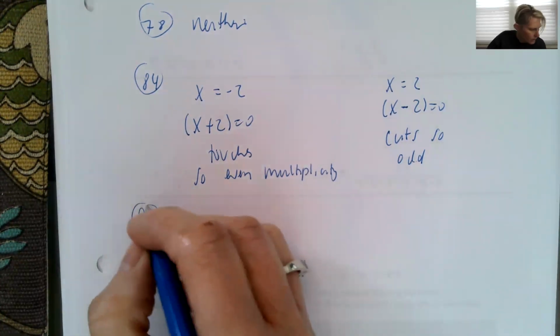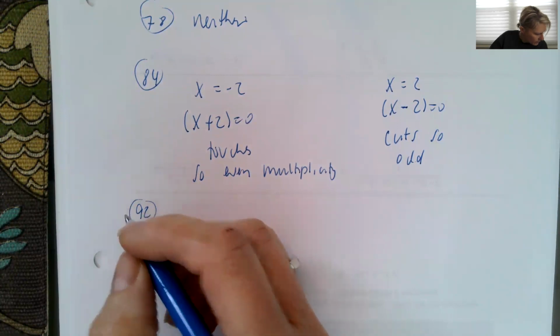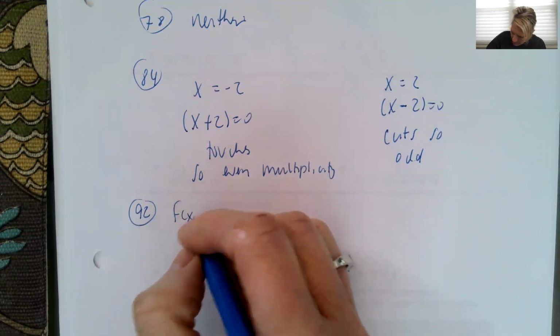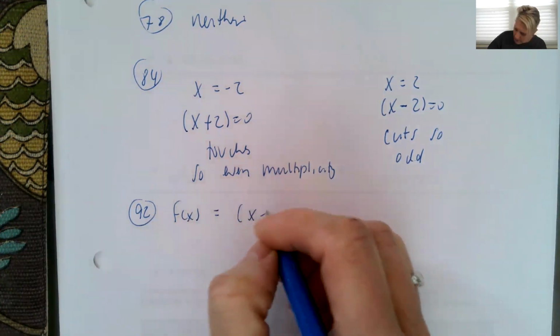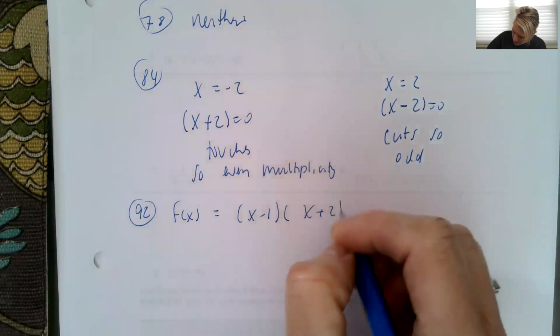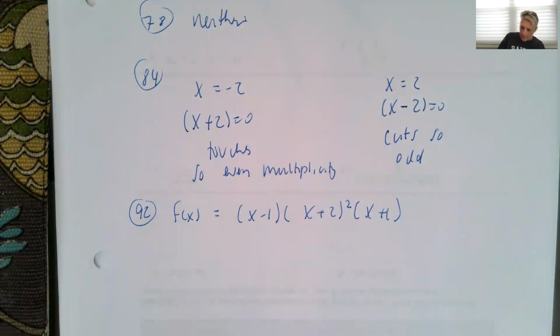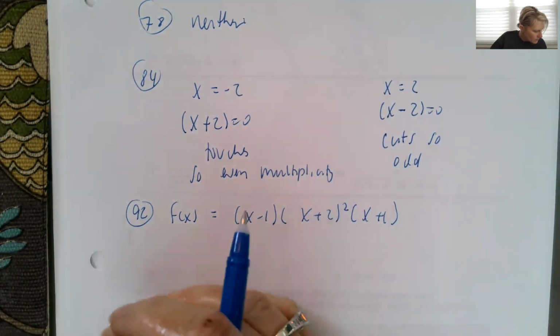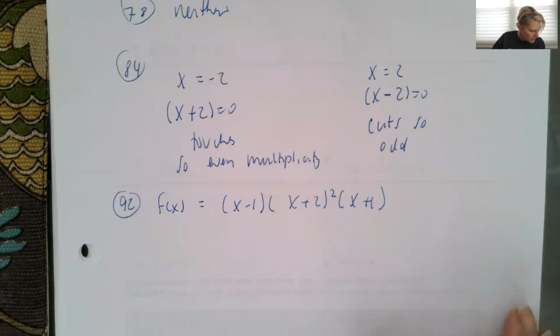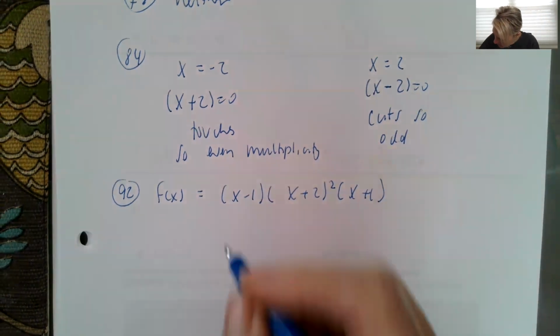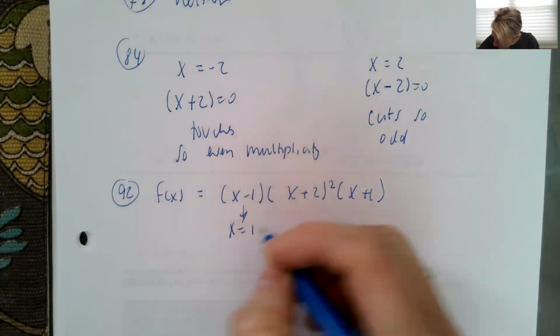And let's look at 92, another exciting one. So number 92, let's just jot it down. f of x equals x minus 1, x plus 2 squared, x plus 1. And it's asking us to sketch a graph of the function, factor first if the expression is not in factored form. So, okay. That means this is at x equal to 1.